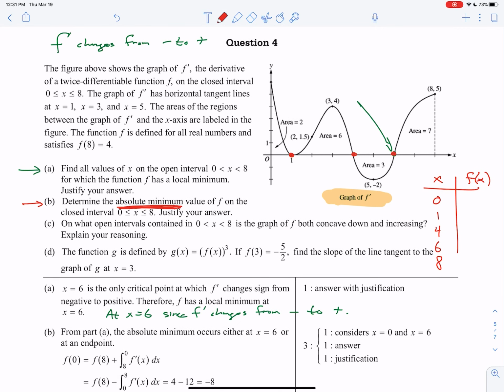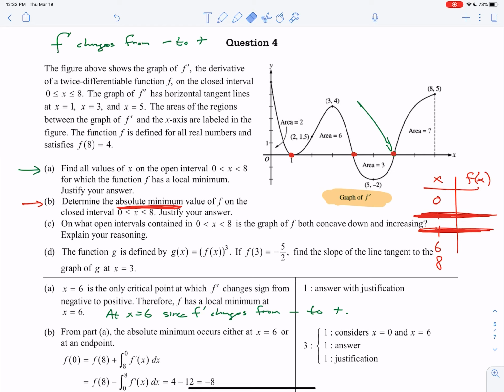Now at 4, we call that a local maximum. There's no way that a local max could be an absolute minimum. So we could cross that out as well. 6 is a local minimum, so it's actually possible that a local min could be an absolute min. And 8, can 8 be it?